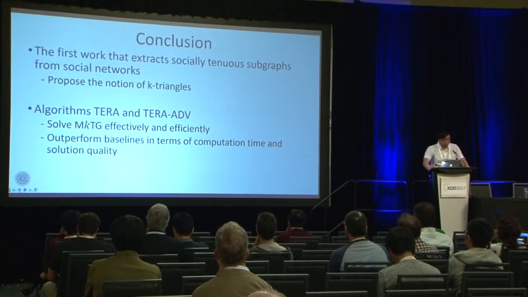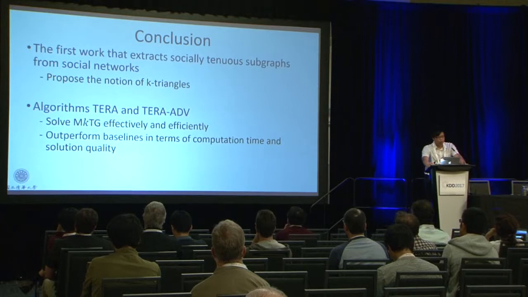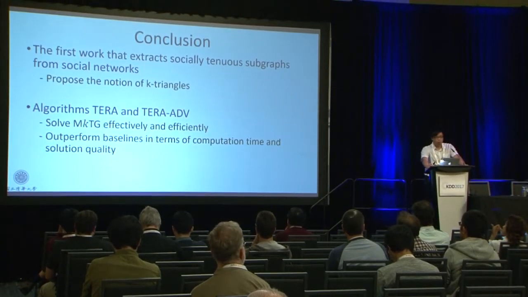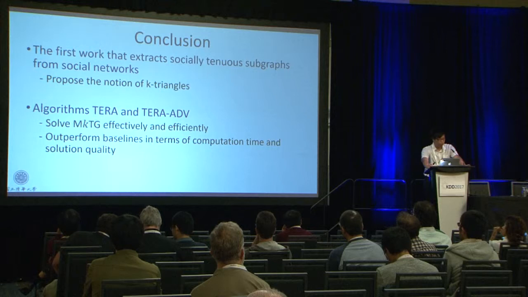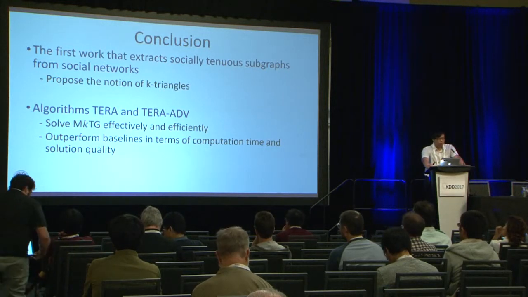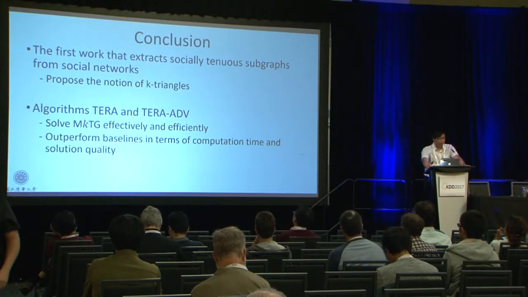In this paper, we believe this is the first work that extracts socially tenuous subgroups from social networks. We propose a new notion of K-triangles. We propose two algorithms, TERA and TERA-ADV, to solve the MkTG problem. And the algorithms outperform baselines in terms of computation time and solution quality.